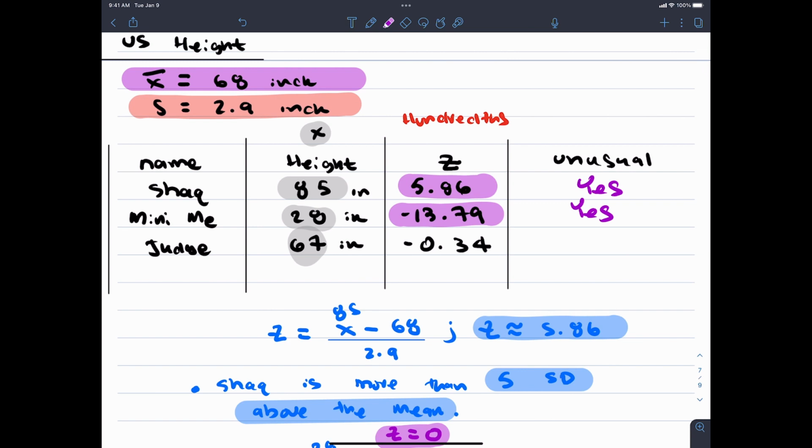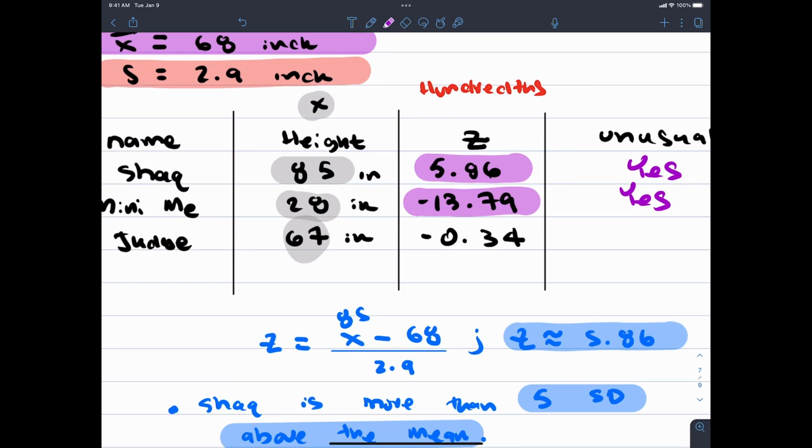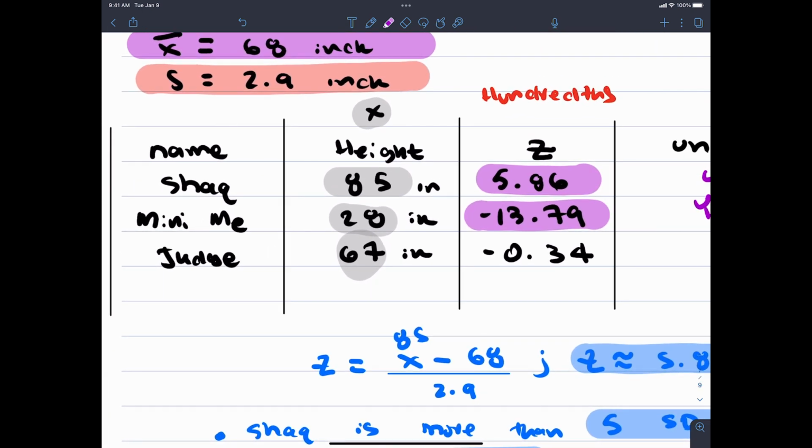Why do you think it's more unusual to see a Mini-Me than Shaq? You guys are looking at the idea right here. Because it's based on the mean and the standard deviation. Shaq is more than 5 standard deviations above the mean, but Mini-Me is what? Less than 13 standard deviations below the mean. Remember, the standard deviation measures consistency. So Mini-Me is much more unusual than Shaq, by the way.